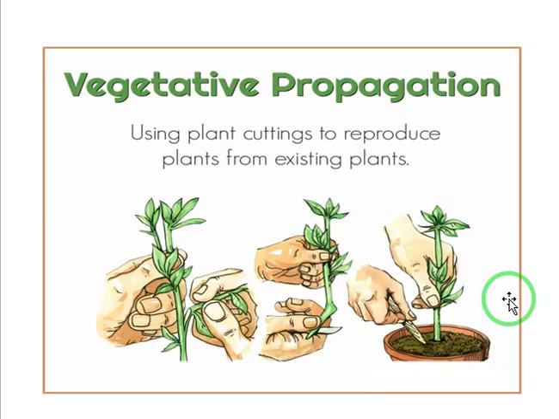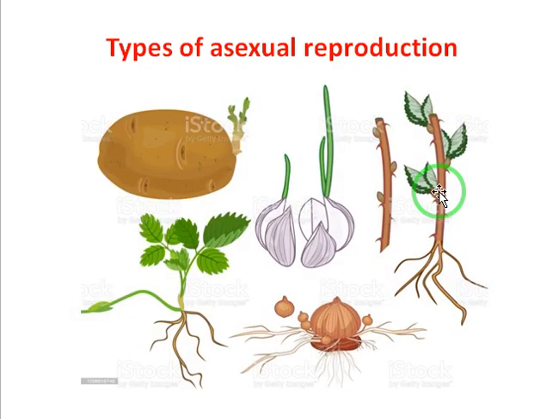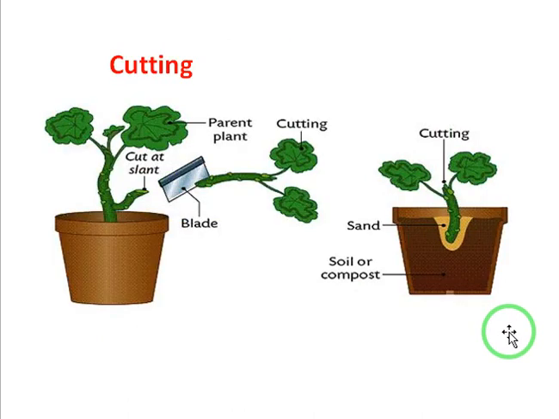Vegetative propagation is using plant cuttings to reproduce plants from existing plants. This is its meaning. Here, there are different types of asexual or vegetative reproduction. First one is cutting. Look at the parent plant. This is the parent plant. Cut at a slant.